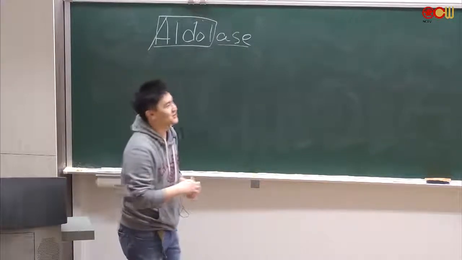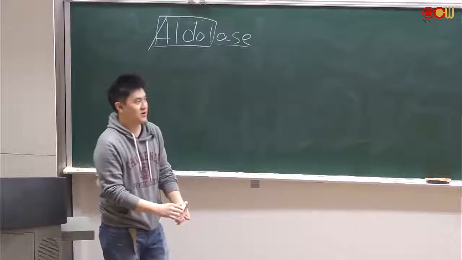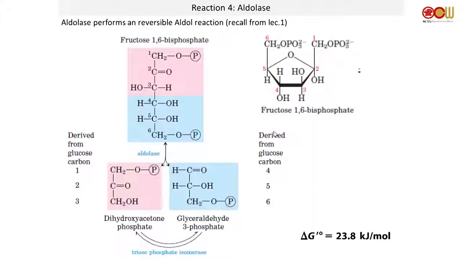Remember in our last lecture, we talked about aldol condensation, where you can react a carbonyl with an aldehyde. This guy's an aldehyde, this guy is a carbonyl. You can form a bond between the alpha carbon on the carbonyl and the carbonyl carbon on the aldehyde. So you're going to form a bond between here and here. It's called aldolase because it catalyzes a reversible aldol reaction. That's why it's called aldolase.